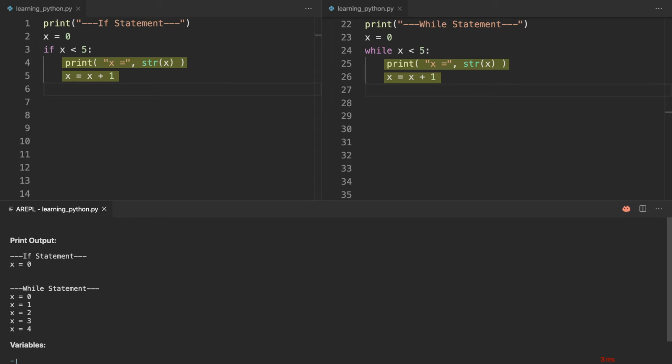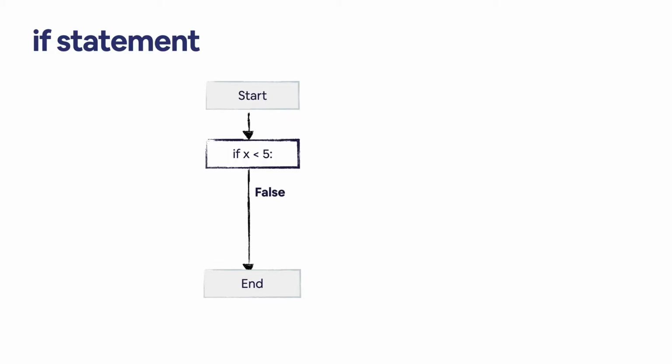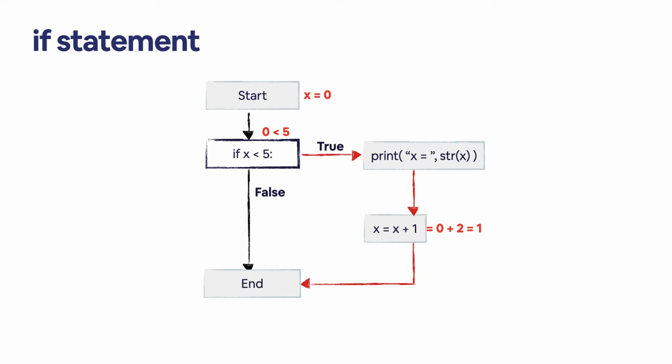On the next 2 lines, we have a block that's indented to the right. In the first line, we print the value of x. In the second line, we increment the value of x. We do this by adding 1 to the current value, and assigning it back to x. For the if statement, after the computer checks that the condition is true, it executes the if block one time. And the program will end there.